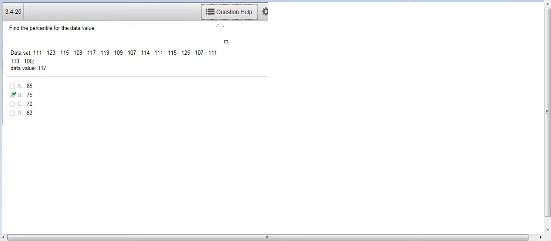Alright, so for this question we have to find percentile, and so the most helpful thing to do straight away is to put them in numerical order. I suppose you don't have to, but I'm going to go ahead and do it because with a lot of these problems it's more helpful to do it.